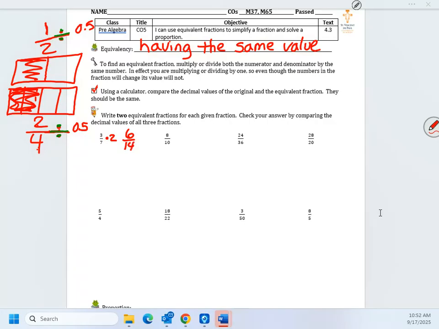What's another equivalent fraction we could have? Joe, 9/21. How did you get 9/21? I multiplied 3/7 by 3. He multiplied the 3/7 by 3. 3 times 3 is 9. 7 times 3 is 21. So I did the first part. I wrote 2 equivalent fractions. Now I'm going to check by finding the decimal of each of those fractions. What is my decimal for 3/7? Elliot, 0.42.